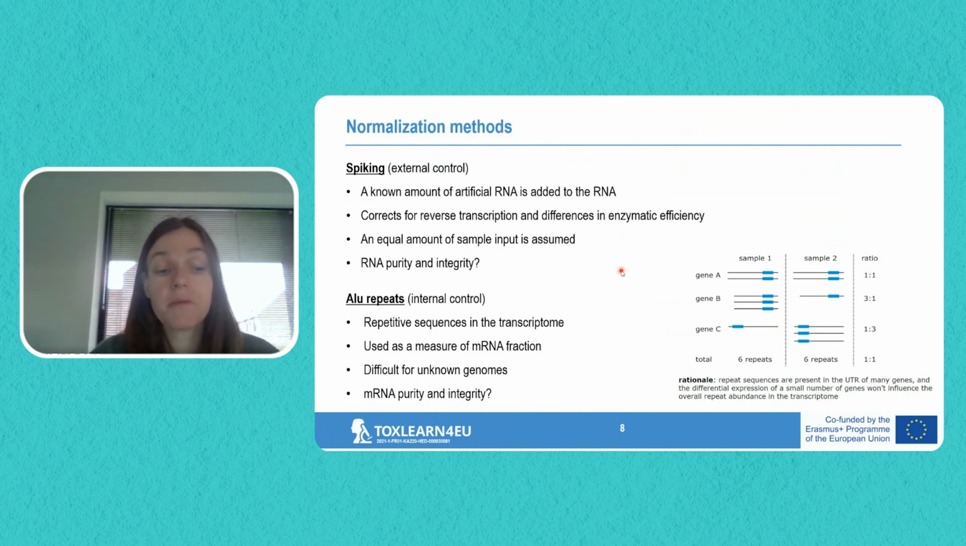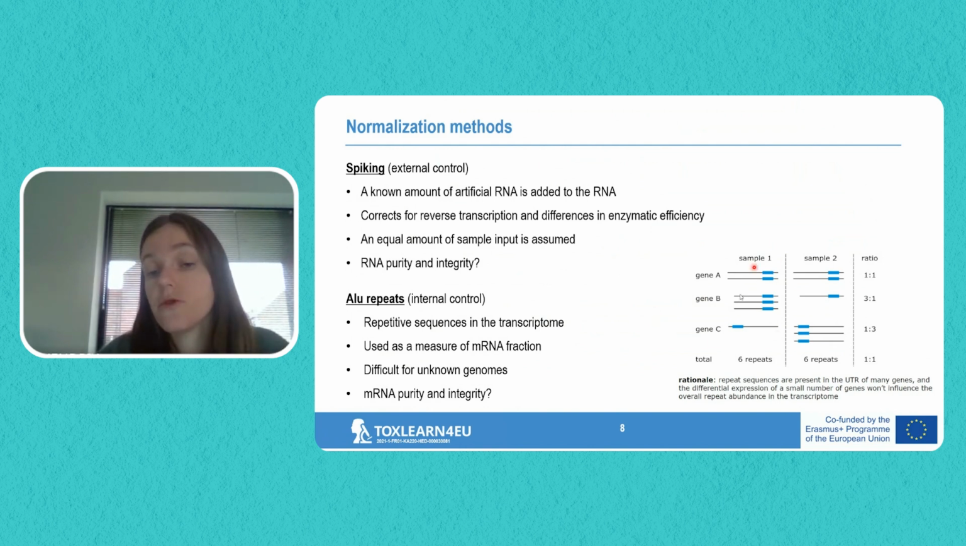And these Alu repeats can be used as a measure of the messenger RNA fraction. So you assume that if a certain sample has a higher number of these Alu repeats, that also the total mRNA fraction for that sample is larger as compared to another sample.